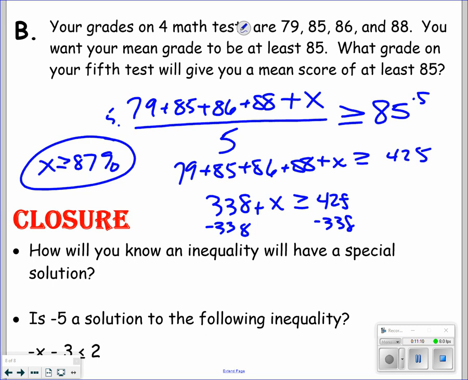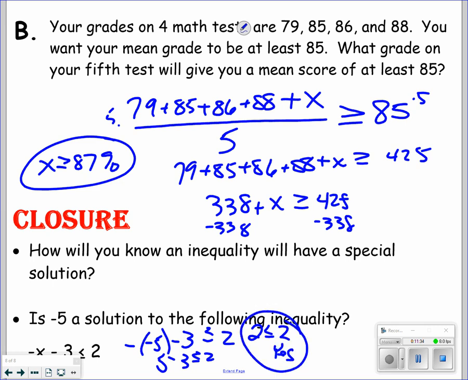And the last one: is -5 a solution to the following? If I plug -5 in for x, is that less than or equal to 2? And again, this is a little foreshadowing here. -5 plus 5 minus 3, so 2 less than or equal to 2. The answer to that is yes, because it's equal to.